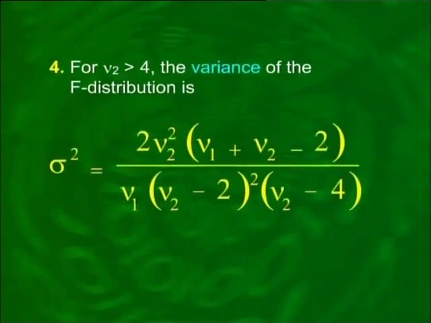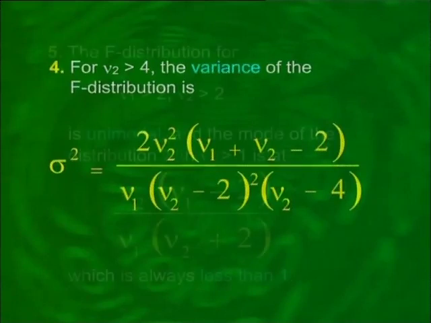Similarly, for nu2 greater than 4, the variance of the F distribution is 2 times nu2 square into nu1 plus nu2 minus 2, and this whole quantity divided by nu1 into nu2 minus 2 whole square into nu2 minus 4. Obviously, the square root of this quantity will give us the standard deviation of the F distribution.